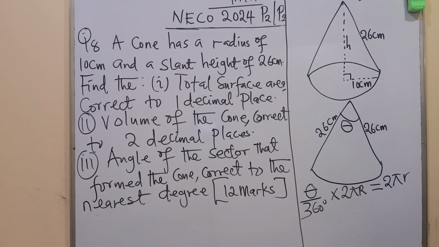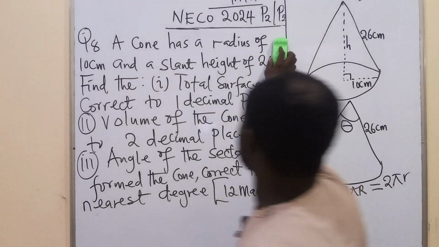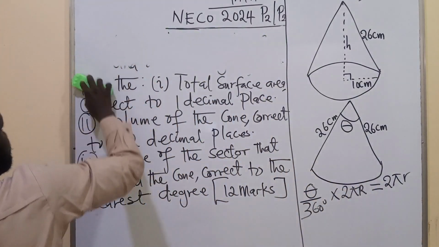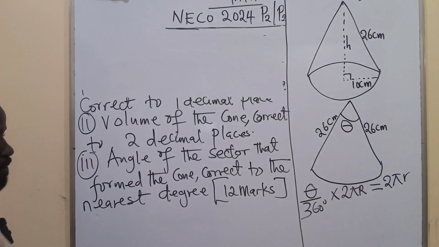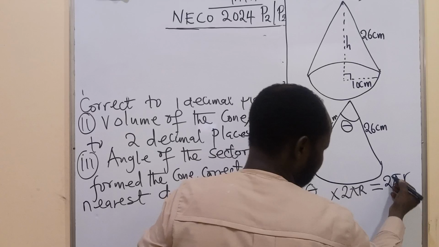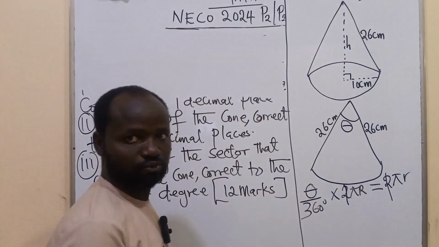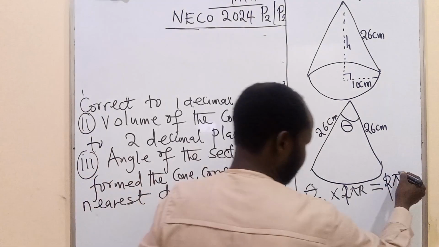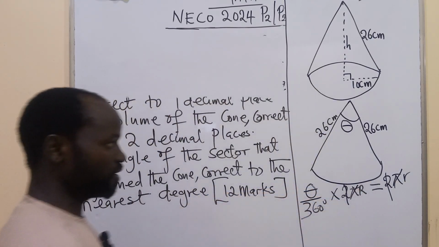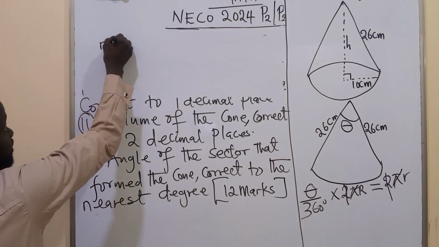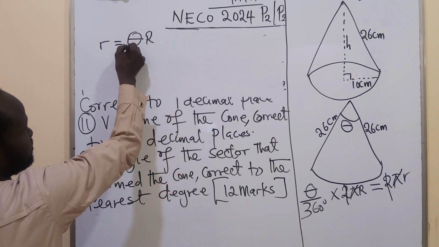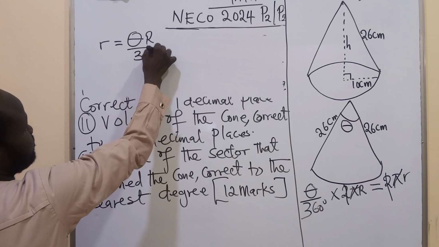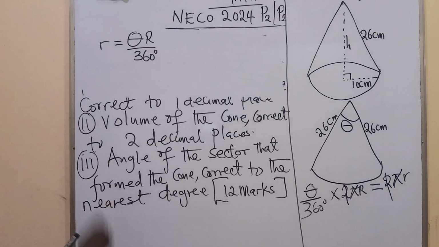Okay? So from here, we can divide through by 2. This 2 will divide 2 to be 1. Again, we can divide through by pi. At the end of the day, the radius of the cone, small r, will be the angle formed by the sector multiplied by the radius of the sector divided by 360 degrees. So this is the relationship that exists between a cone and a sector.